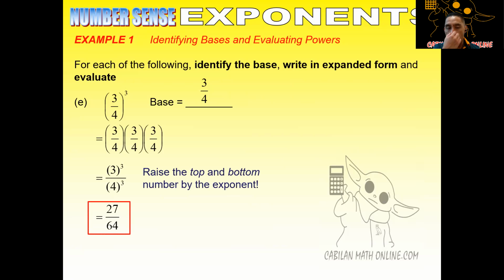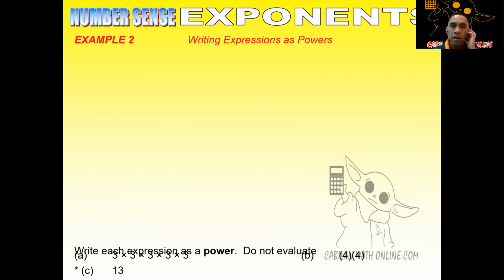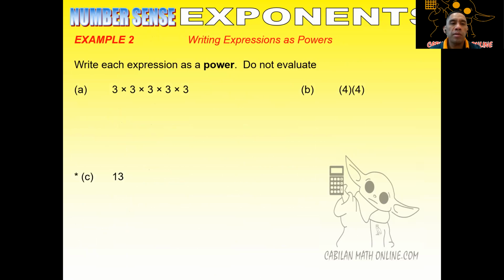So we've looked at how we can take a power, expand it, and evaluate it. For the next set of examples, we're now going to go backwards, so to speak, by taking the expanded form and changing it into a power. For part A, notice what we have here is 3 multiplied by itself 5 times. The way we do this is to identify the base, which is the repeating number, 3, and how many times it's been multiplied by itself. In this case, there's 5. So when we express this, it will be 3 to the exponent 5.